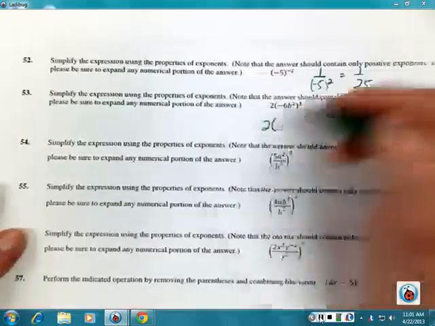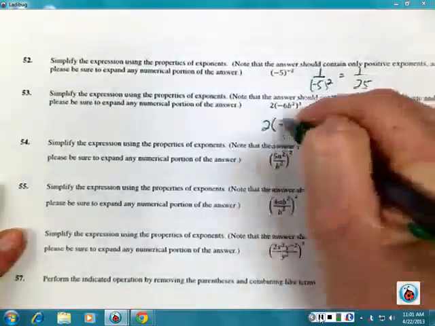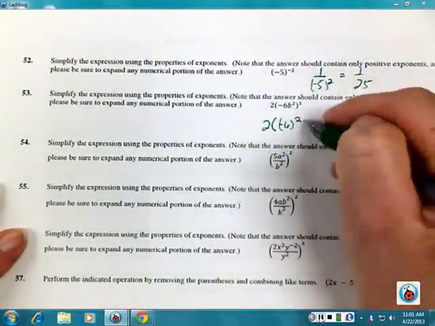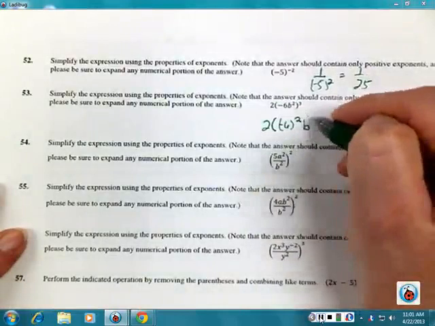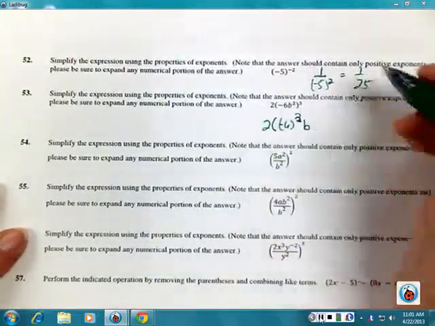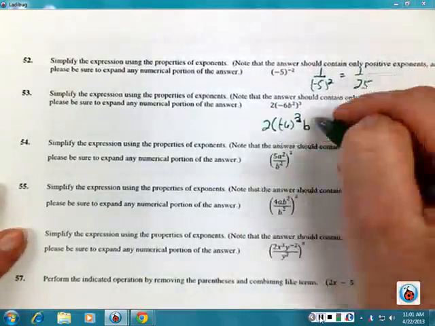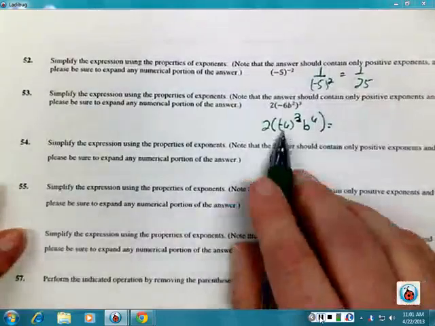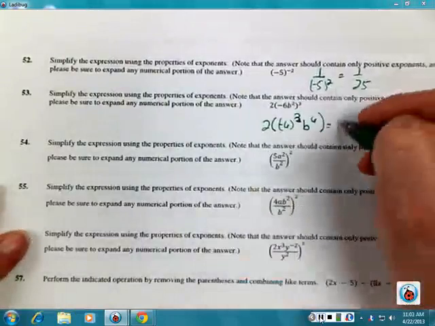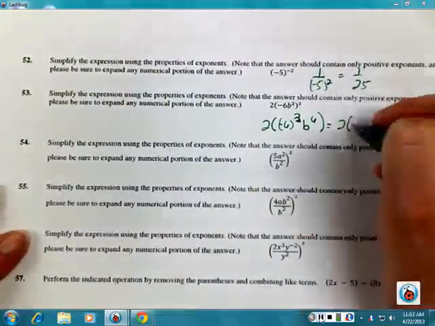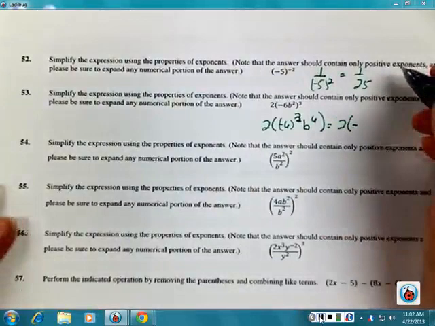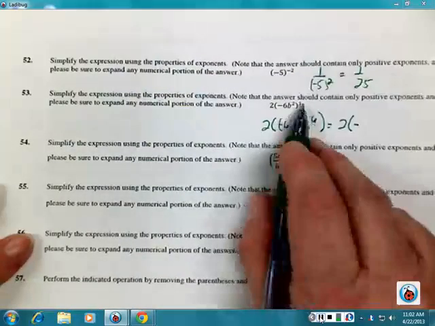So I have 2, what was it? Negative 6 to the 2nd power. And then what? B to the, oh, 3rd, yes. B to the 6th. So what's a negative 6 to the 3rd power? Negative. Now why is it b to the 6th? Because it's 3 times 2.